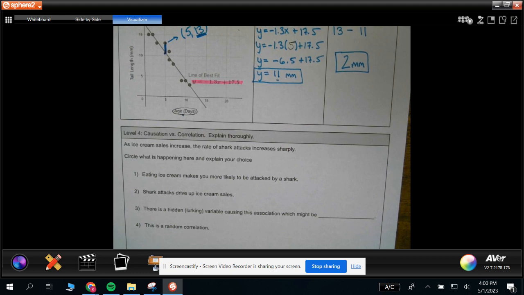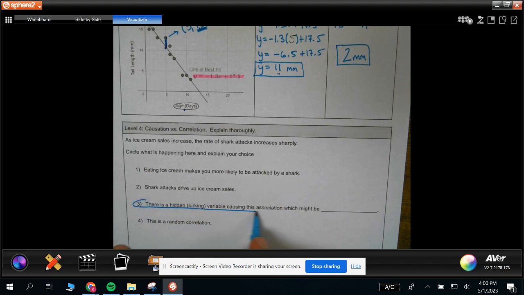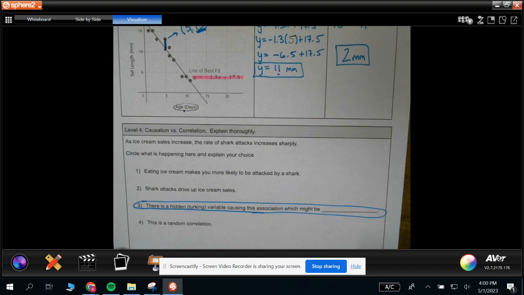Do shark attacks drive up ice cream sales? The more people that get eaten by sharks, the more people want to buy ice cream. I just don't see that holding. So I wonder if there's something happening here. What might be going on? What might connect these two? Well, ice cream sales increase when? When it's hot. What else happens when it's hot?